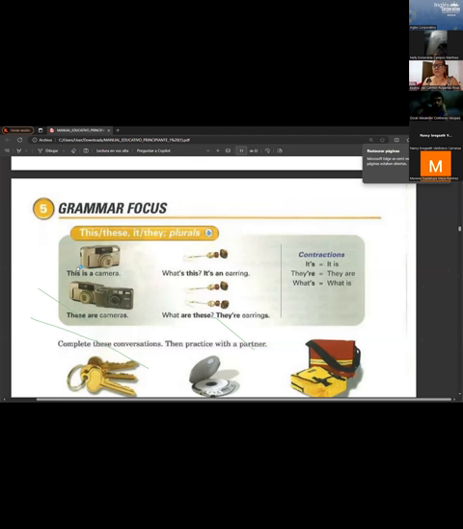This. And también tenemos these, un poco larga. These. Excellent. Cuando es these, plural, vamos a utilizar are. Ok. Singular, this is. And these are. This is. And these are. Muy bien.